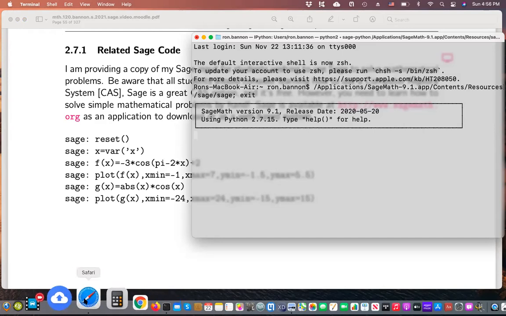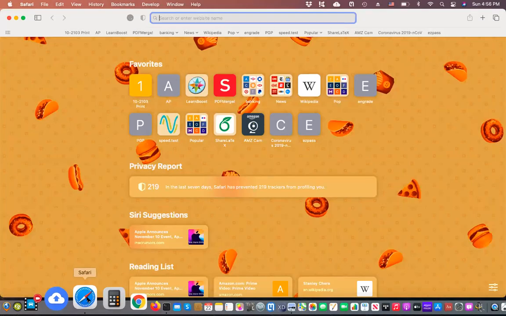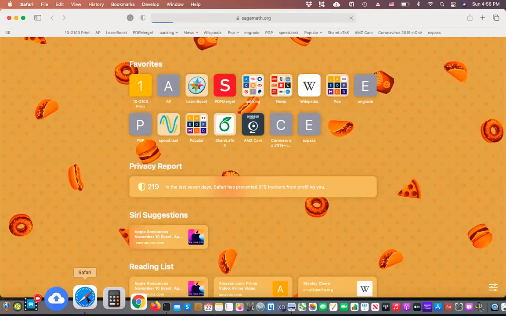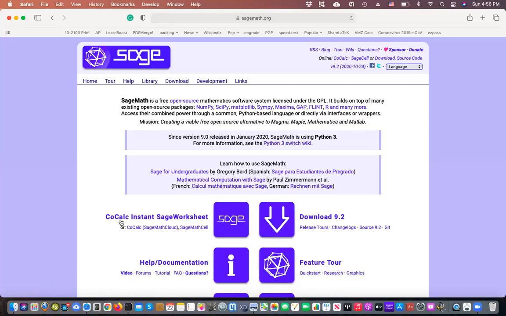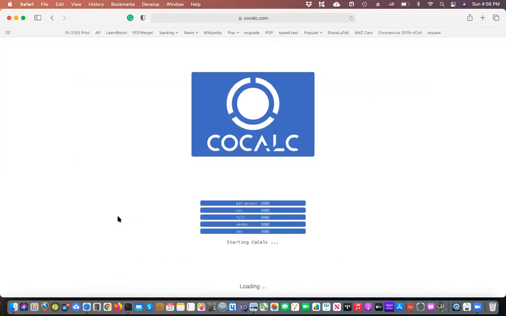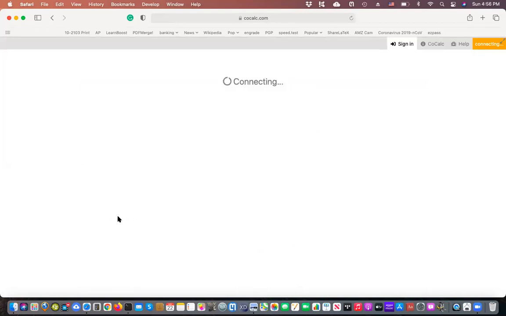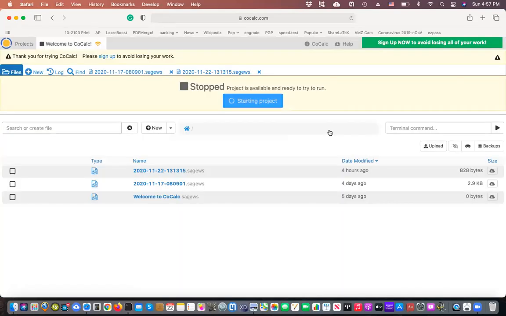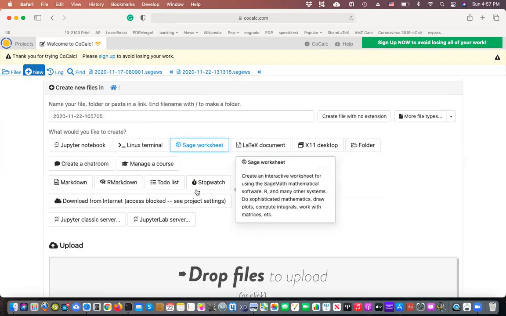2.7.15. Let me point out, you can also do this going to CoCalc. Let me remind you about that. That's Sage, math.org. You might have to create an account, but CoCalc is free online. Launching it. Just give it a second to launch. And remember, new worksheet. It's a Sage worksheet.